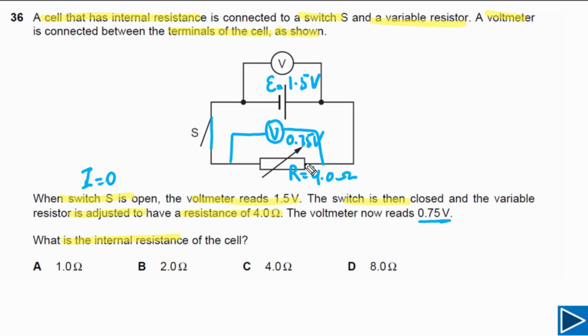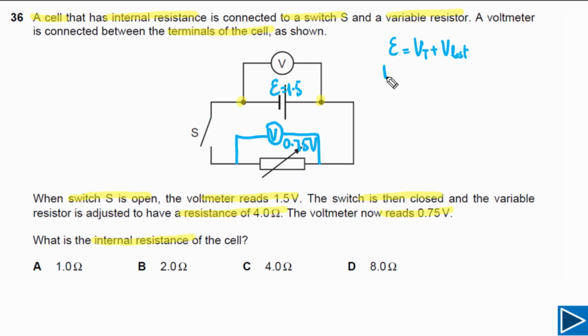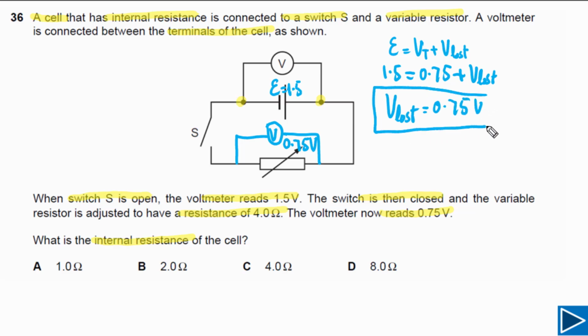Now we have the EMF of the power supply. We can write down EMF will be equal to VT, the terminal potential difference, plus the V lost in the battery. EMF is equal to 1.5 volts and terminal potential difference is equal to 0.75 volts. Now from here we can find the value of V lost, which will be equal to 0.75 volts as well.